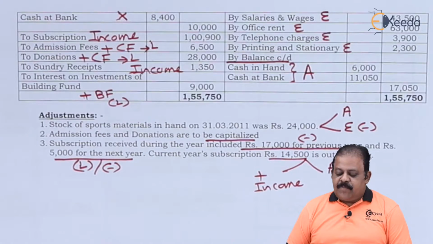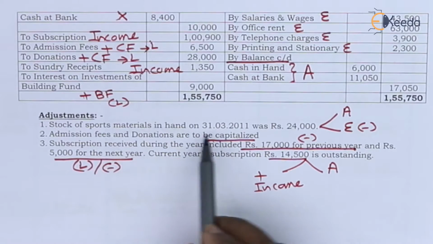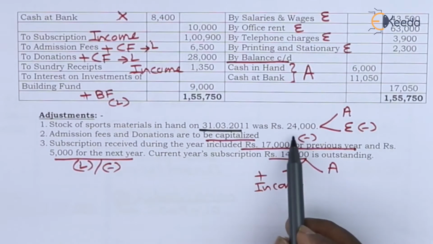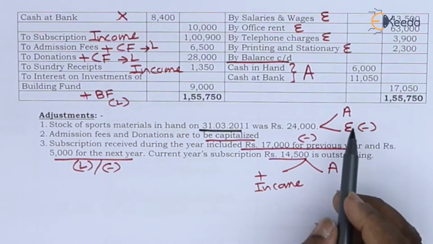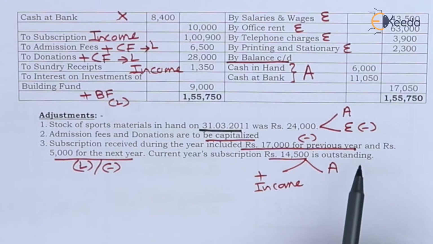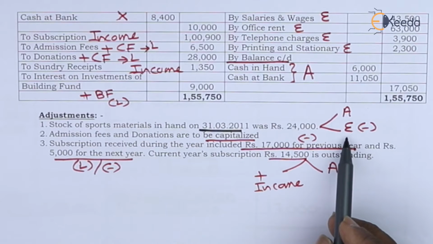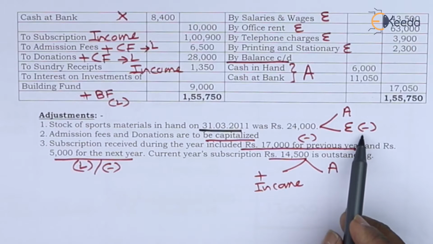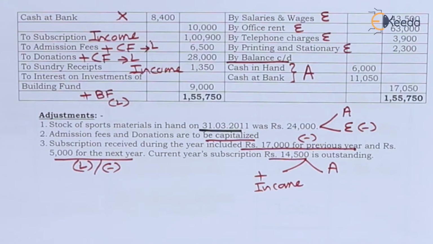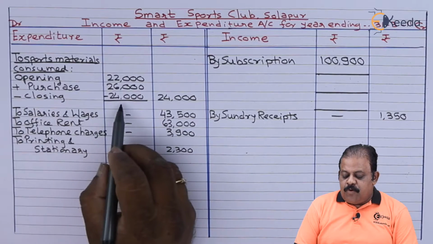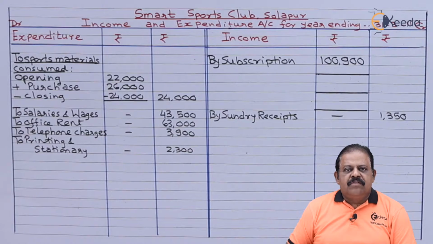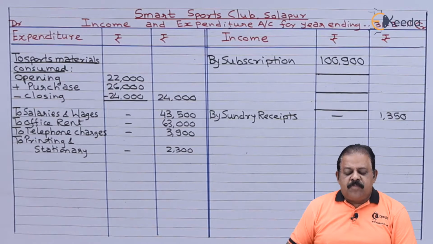Let us go through the adjustments. Sports material in hand on 31st March 24,000. This is closing stock of sports material. One effect will be there on asset side. Other effect, income and expenditure account. We have to deduct from expenditure to find out sports material consumed. Balance sheet asset, stock of sports material 24,000. Closing stock of sports material deducted 24,000. So total sports material consumed we got 24,000.